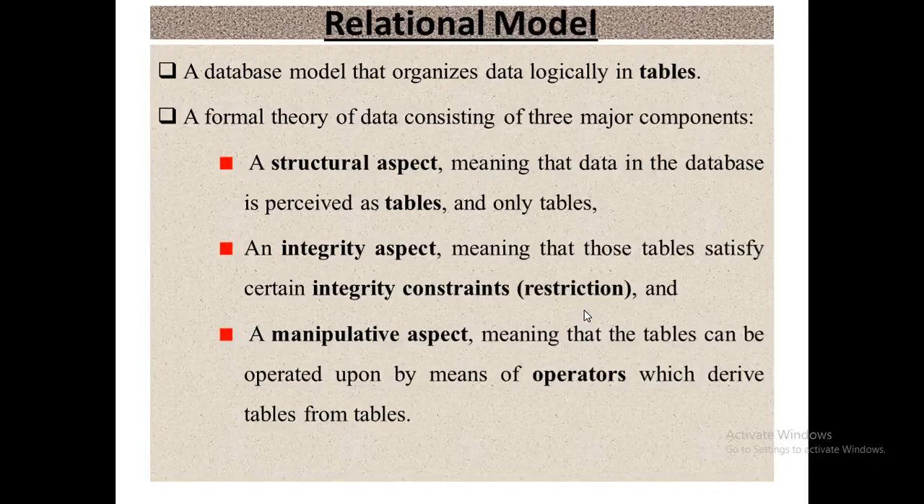If you ask me about the concept of a table, we can say it is a collection of rows and columns. The relational model is a formal theory of data consisting of three major components. The first is the structural aspect, the second is the integrity aspect, and the third is the manipulative aspect.